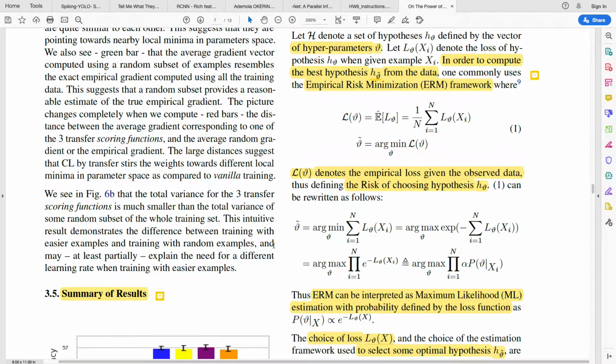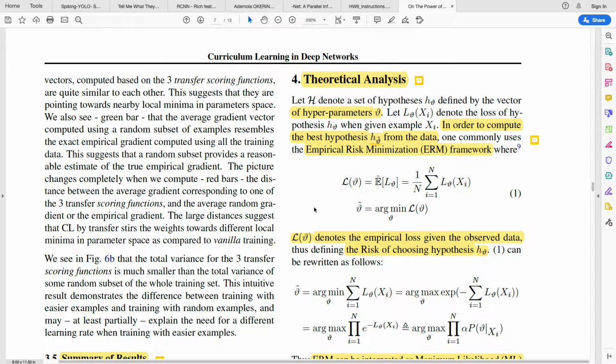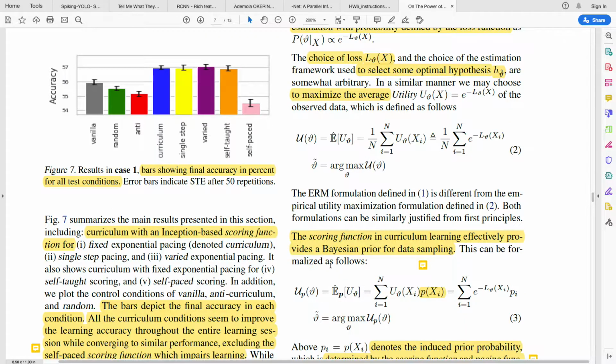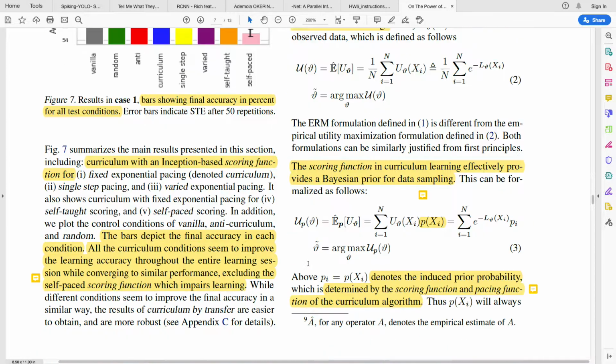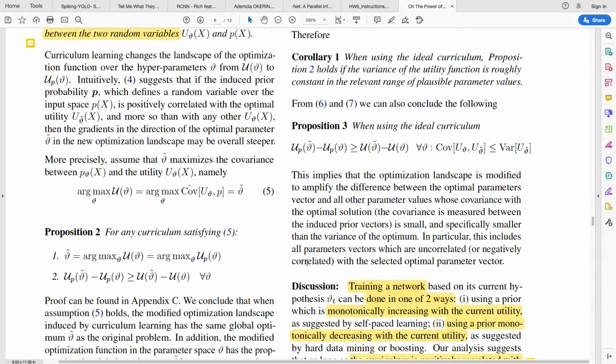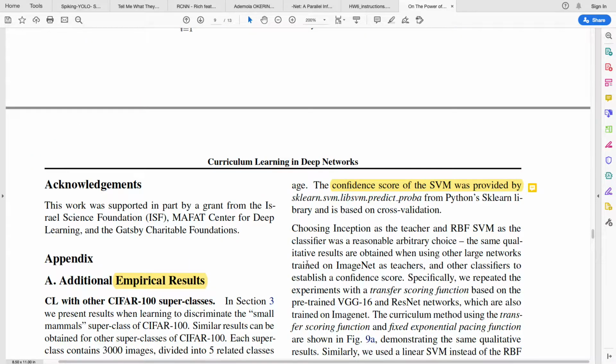That's essentially what the work is all about. That's essentially what we have in this paper. I don't think I'm missing anything else there.